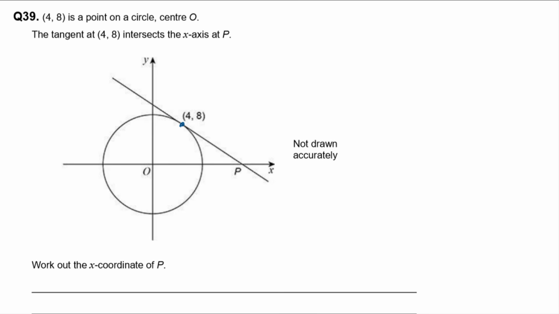Okay. So what we're going to have to do here is find the equation of the line, of the tangent, and then work out the value of P. Because we know the y-coordinate is going to be 0, isn't it? Because it lies on the x-axis. So if we find the equation, we sub 0 in for y, we should find the value of x, and then we've got our coordinate.